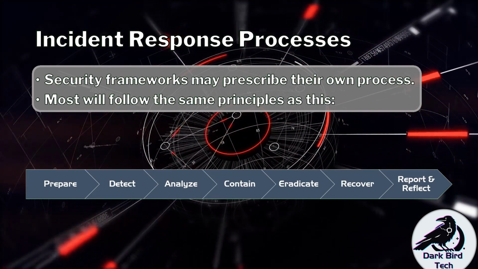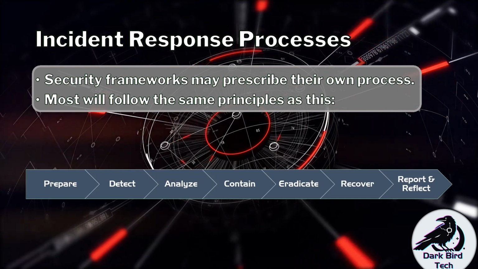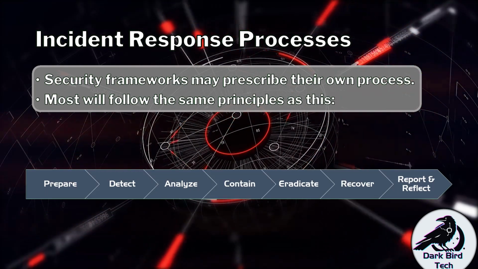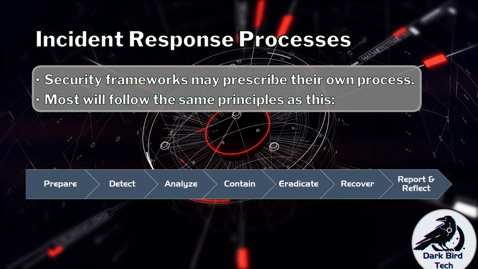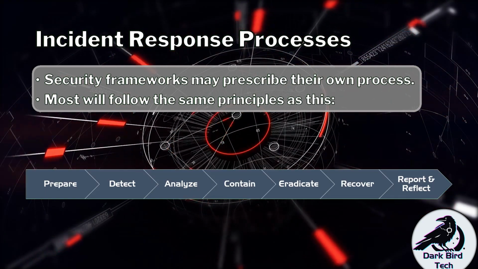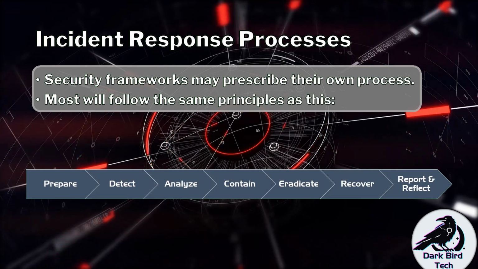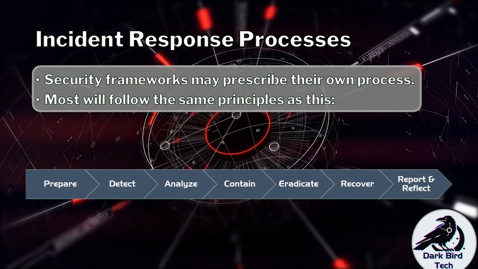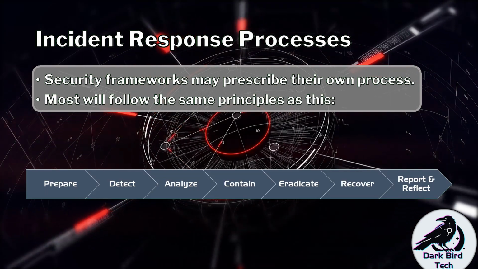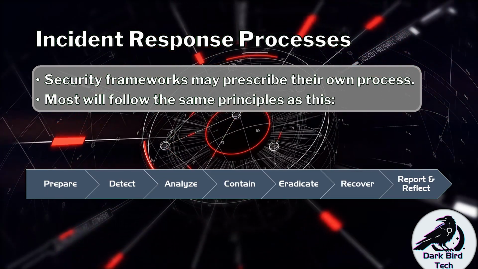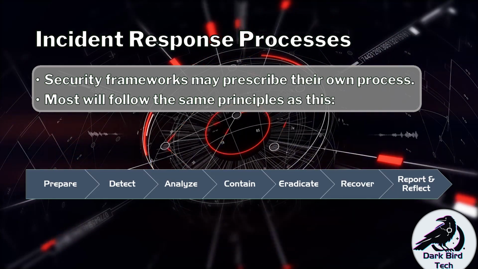After analyze, you have contain, where you try and stop the incident from spreading and getting worse than it already is. After contain comes eradication, where you try to remove the danger and the threat. Once you've eradicated the threat, you can then recover the systems and get them back to ordinary levels of operation. And finally, reporting and reflecting. See what you can learn from the incident, as well as provide the reports that the various powers that be will need.